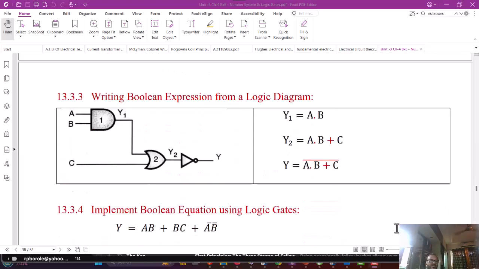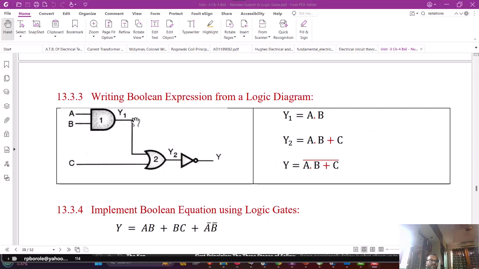So by using Boolean expressions and De Morgan's theorem, you can simplify Boolean expressions. There is another type of question that comes in your examination. They will give you the circuit and you have to write the expression for the output.